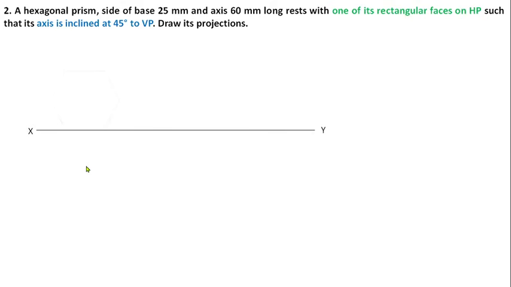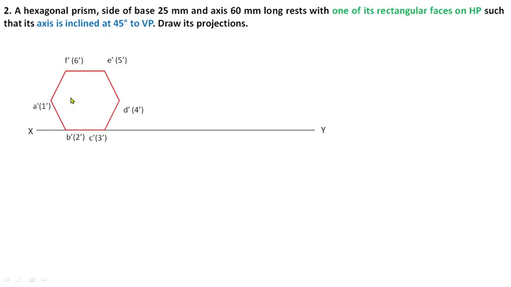Draw XY, then fix the position of the hexagon. Already we know how we obtain this position. After fixing the position, the procedures are the same. The side of base is 25 mm, and you can mark all the corner points. One hexagon will be visible for us, another hexagon will be invisible. So A B C D E F will be visible, and 1 2 3 4 5 will be invisible, denoted in dashes in the front view, and the base side is 25 mm.